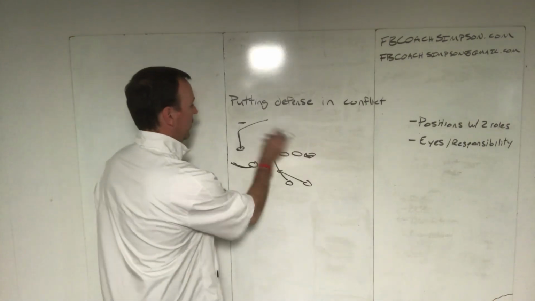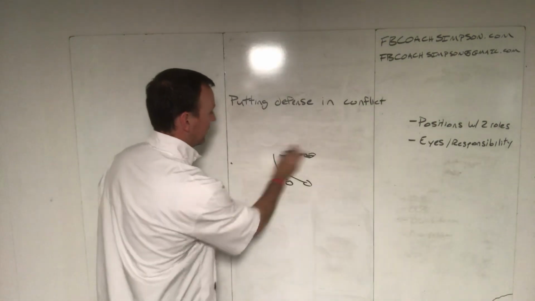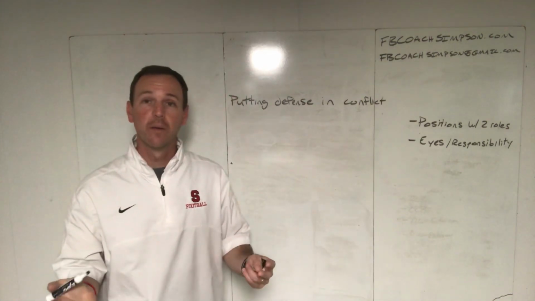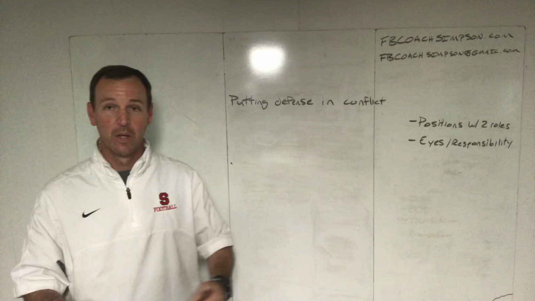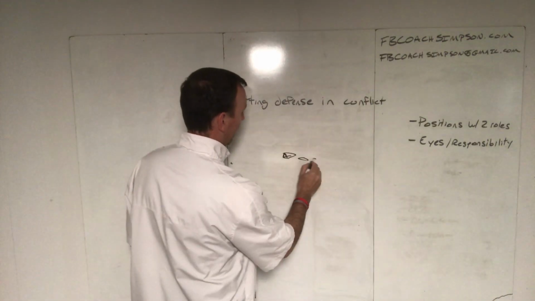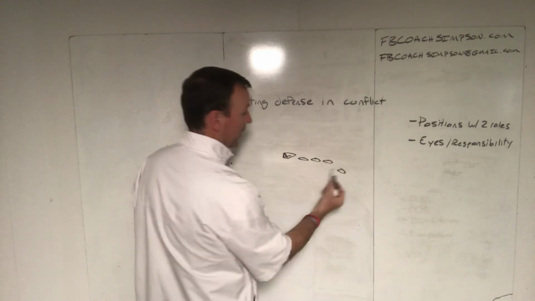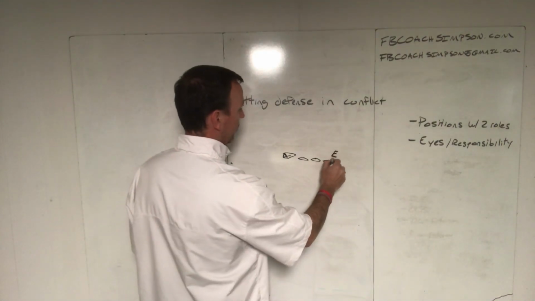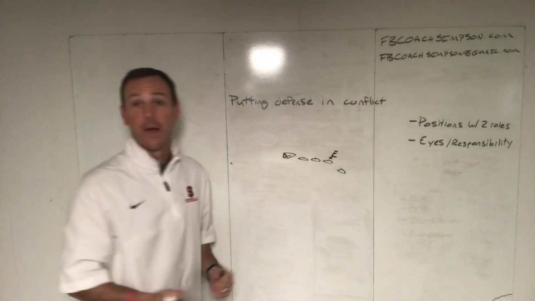The other way you can put the defense in conflict is figure out where the eyes of a defender are going and manipulate him. I'm going to give you an example today on buck sweep. Let's say we're going to run buck sweep over here to the tight end wing, and we have an end right here who is reading the headgear of my tight end.